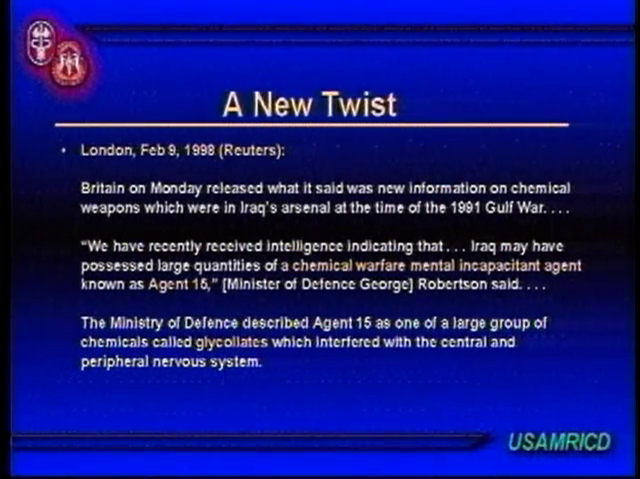However, February 9th of this year, just last month, from Reuters in London: Britain on Monday released what it said was new information on chemical weapons which were in Iraq's arsenal at the time of the 1991 Gulf War. "We have recently received intelligence indicating that Iraq may have possessed large quantities of a chemical warfare incapacitant agent known as Agent 15," Defense Secretary George Robertson said. The Ministry of Defense described Agent 15 as one of a large group of chemicals called glycolates, that's the British spelling, which interfered with the central and peripheral nervous system.